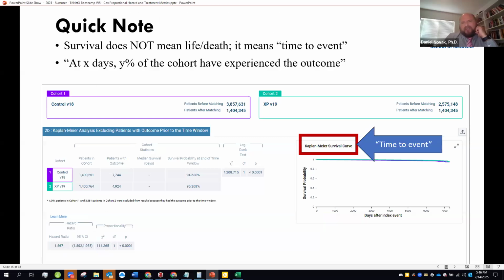And again, just to remind everybody, I harped on this a little bit last time, but survival in this context does not mean mortality or life and death. It means time to event or time to outcome, right? At X number of days, Y% of the cohort have experienced the outcome. Pretty straightforward. You can see that all of these is survival probability at the end of the time window. I once had a group of students who were like, why do so many of our type 2 diabetes patients keep dying in this study? They're like, that seems really high. And I was like, well, that's because this time to event is telling you when their outcome occurs, not when mortality occurs. Again, like I mentioned in the last session, unless mortality is your outcome.